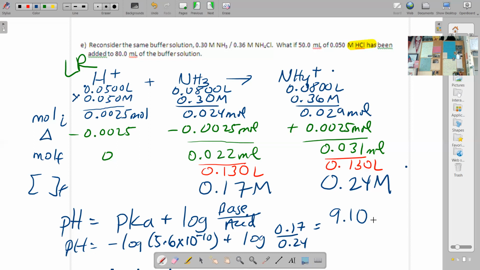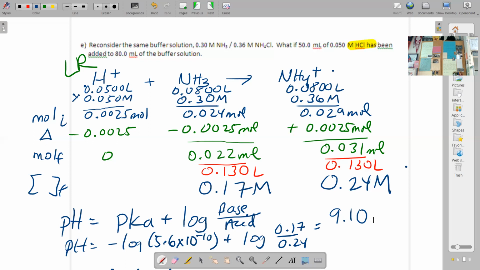Okay, you have now learned how you can mathematically prove that buffers work. When you add H plus or OH minus, you have to ICE table that to see the effect of that strong acid or strong base. Then you have to reestablish equilibrium by Henderson-Hasselbalch. Do you think you could do the last question? It asks, what if you add that same amount of acid to water? What do you predict is going to happen? No buffer? The pH is going to plummet. Can you prove it?